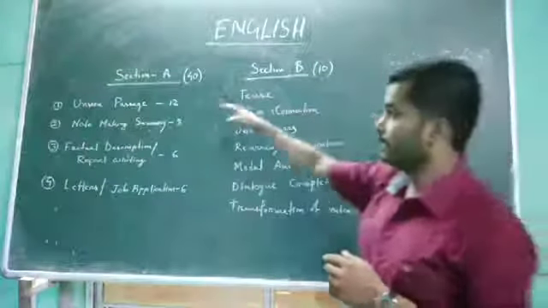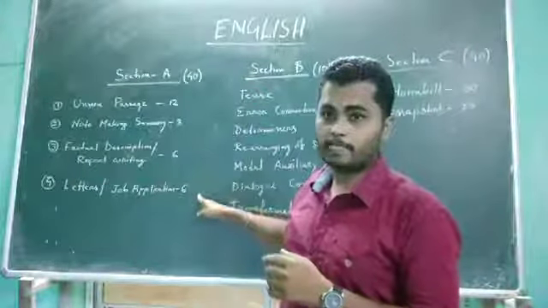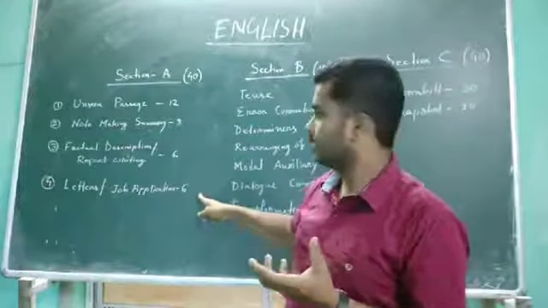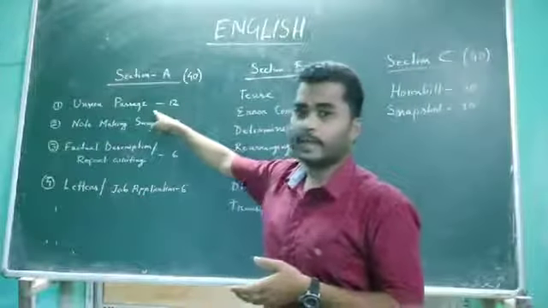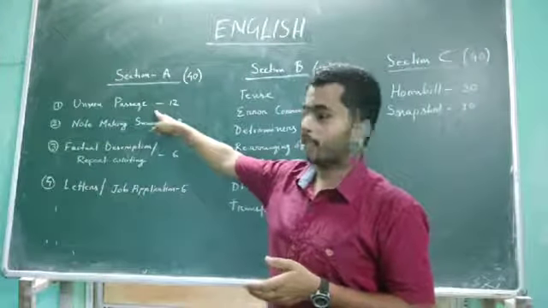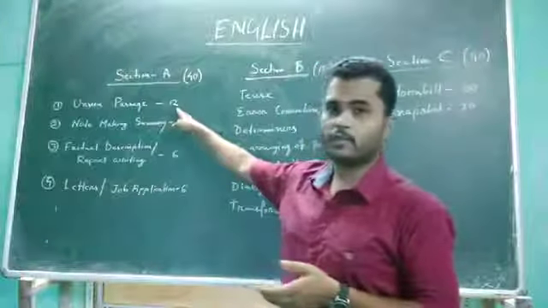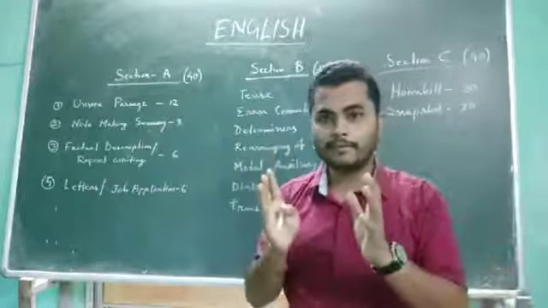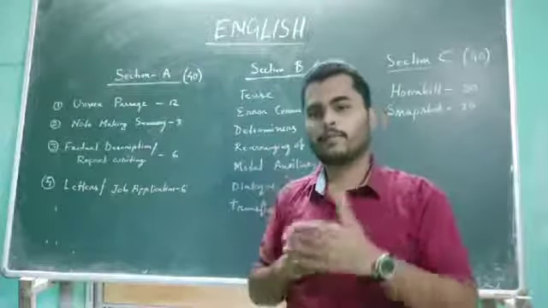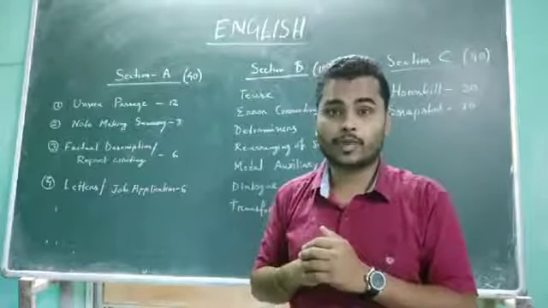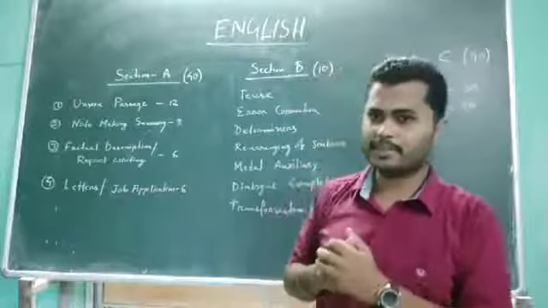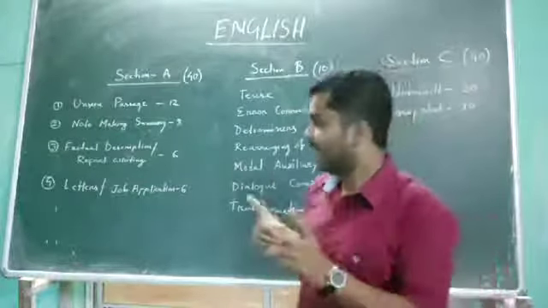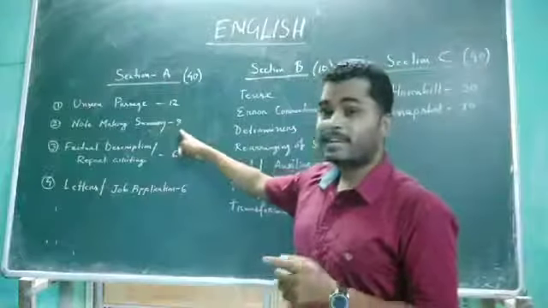In section A, there are writing skills, and composition and writing skills. And you see, unseen passages. There will be unseen passages in the paper, of 12 marks. That means, what is an unseen passage? You will be given a particular paragraph or passage. From that passage, you will have to answer some questions. This is called unseen passages. We have already got it in SSLC. Then note making plus summary.